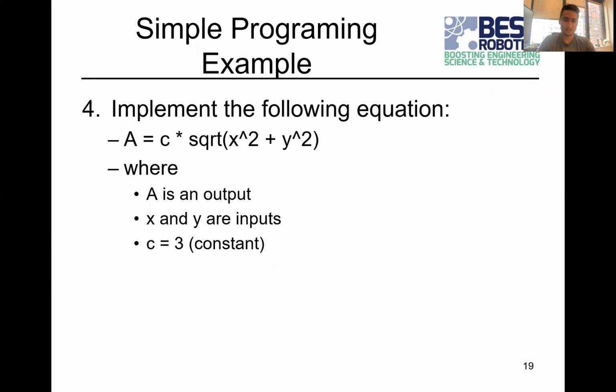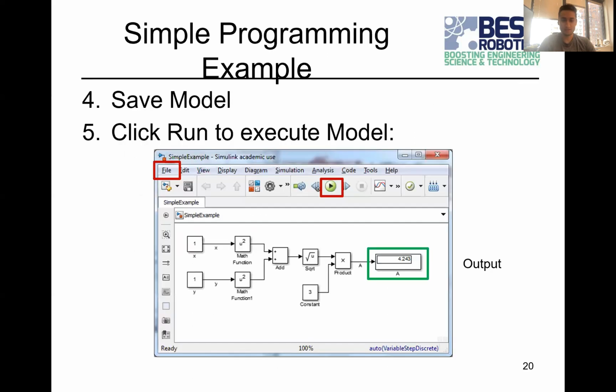Let's do a simple programming example. So just want to implement the simple equation where a equals c times the square root of the quantity x squared plus y squared. So you want a to be the output, right? X and Y are the input blocks, those first signal blocks, and then C is just a constant. I actually don't currently have Simulink installed on my machine, so I'm going to talk you through it in PowerPoint from when I did this before, but you should be able to get through it pretty easily.